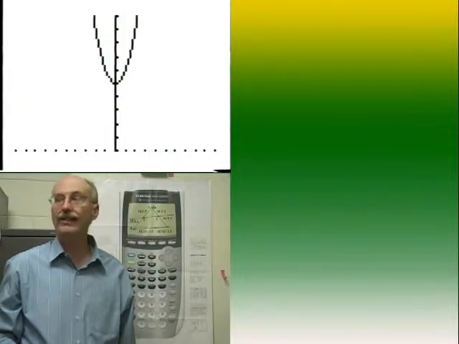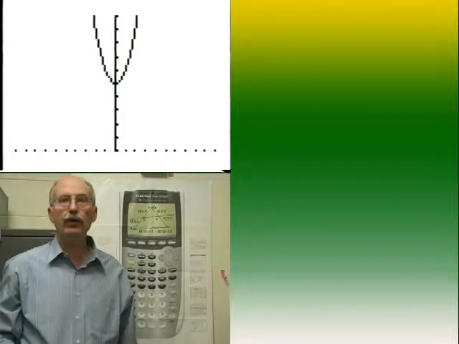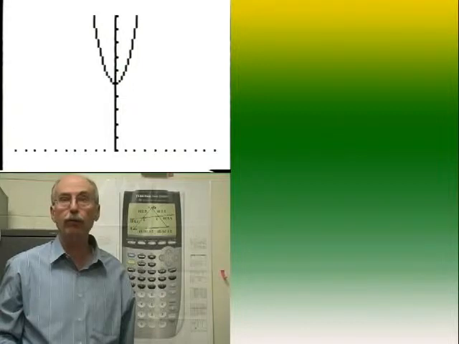Notice that there's no x-axis on this graph. It's just a dotted line. That's because the x-axis is out of focus, or out of the range of the y values that we've put in.